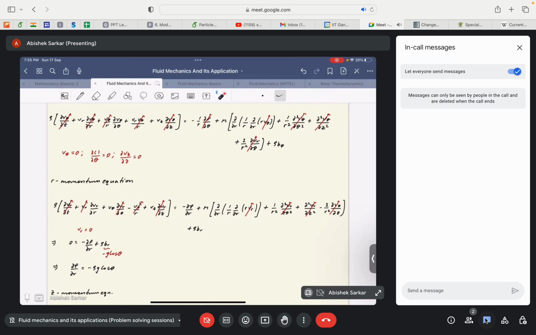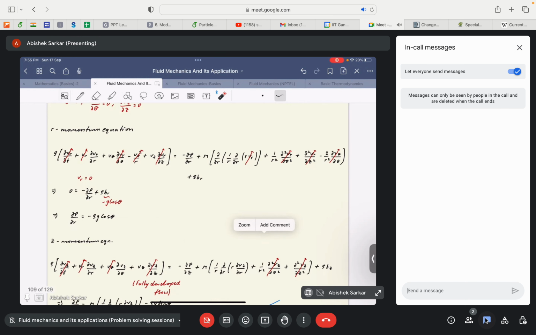Okay, then ∂P/∂r remains because we do not know how the pressure varies. Then Vr equal to 0, then again we are left with the body force term. So the conclusive remark that we get from the r momentum equation is that ∂P/∂r is equal to minus rho g cos theta. Okay, this is the first conclusive remark.